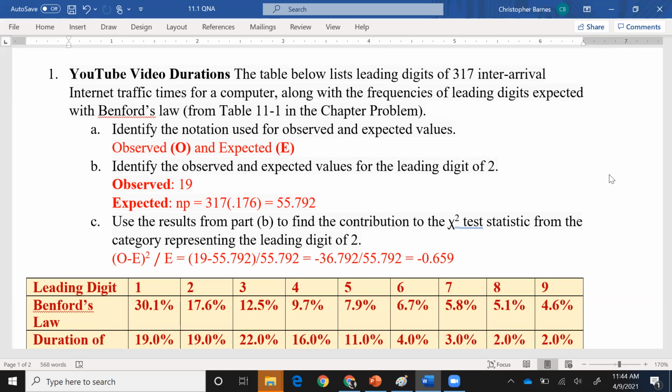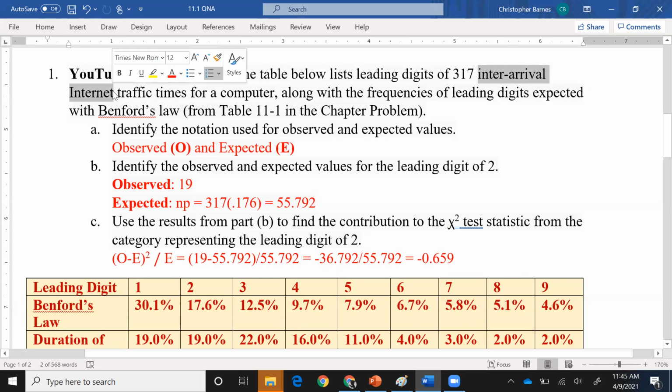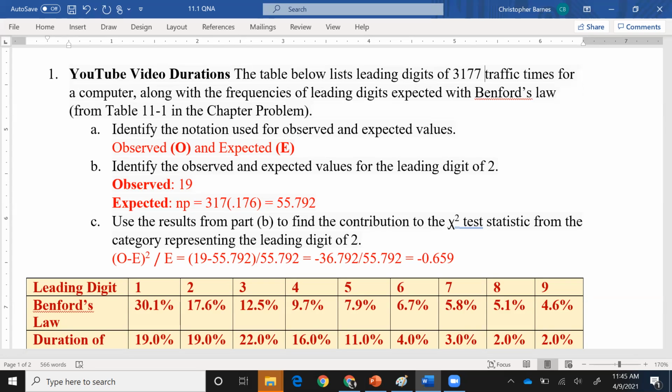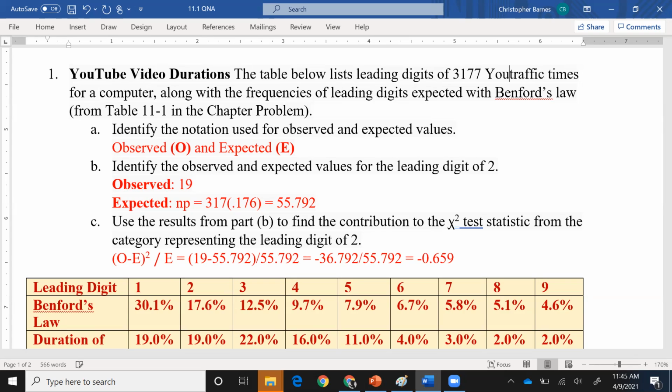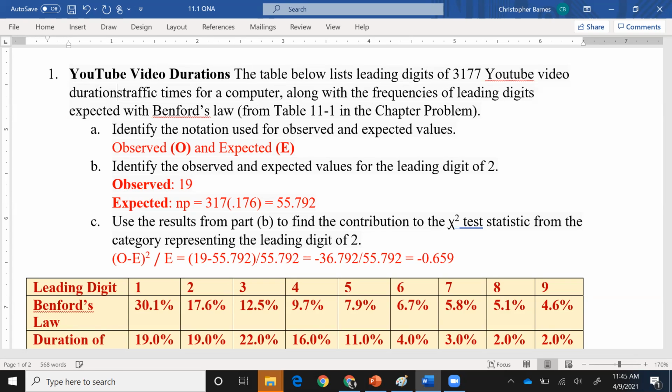Now forget this, I need to fix this. We're not finished with this yet. So this YouTube video durations, this lists the leading digits of 317. We're going to assume these are YouTube videos. I'm going to say 3077 YouTube video durations.